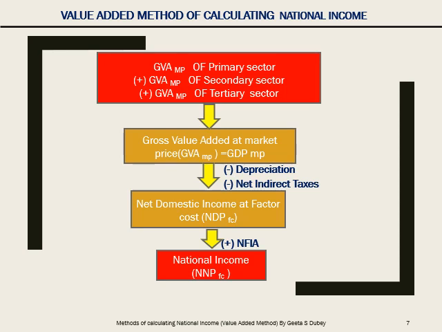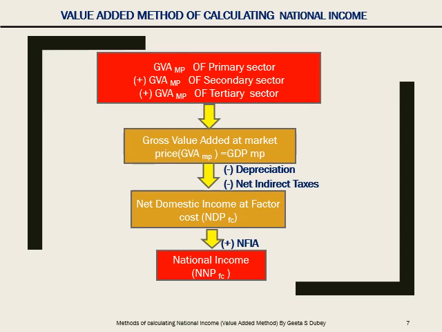Once we get gross domestic product at market price, we subtract depreciation to move from gross to net. We again subtract net indirect taxes to move from market price to factor cost. Consequently, we get net domestic income at factor cost, to which when we add net factor income from abroad, we get national income, NNP at factor cost, the last box given in the flowchart. It shows NNP at factor cost, that is the national income.